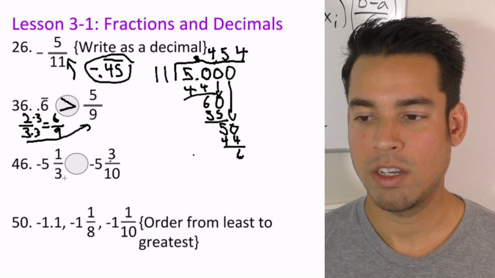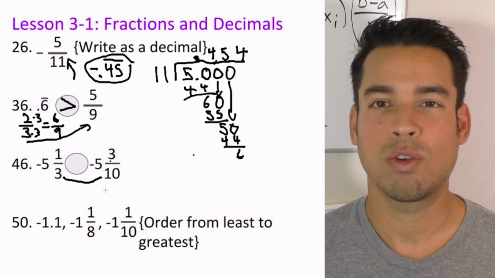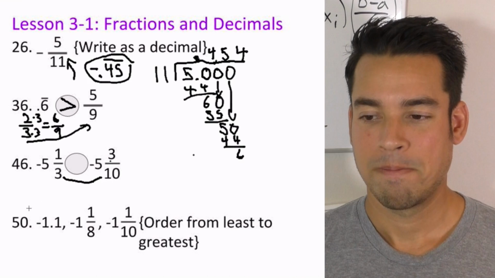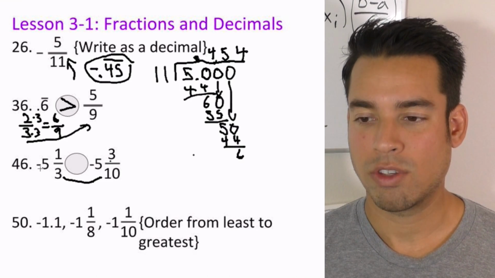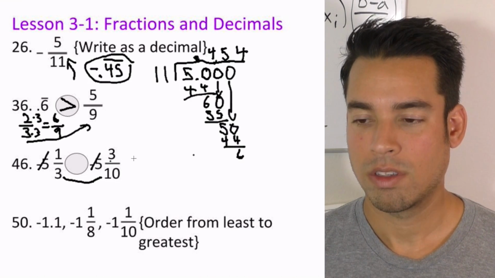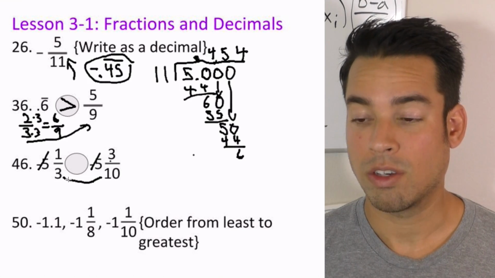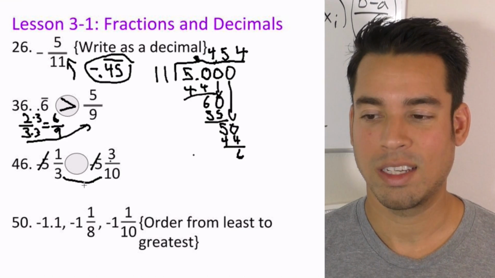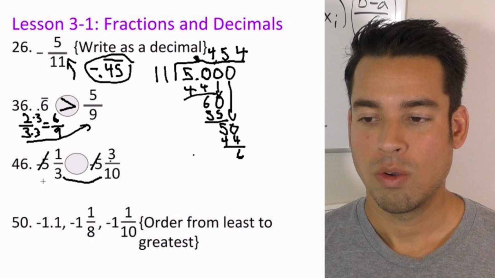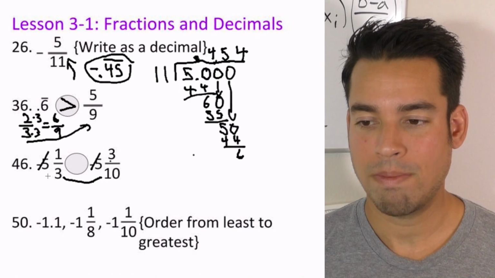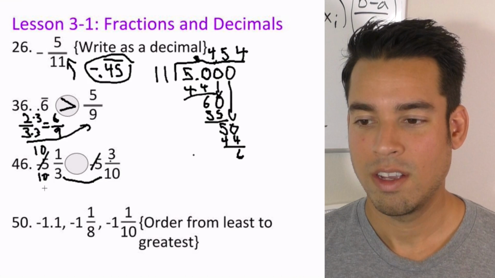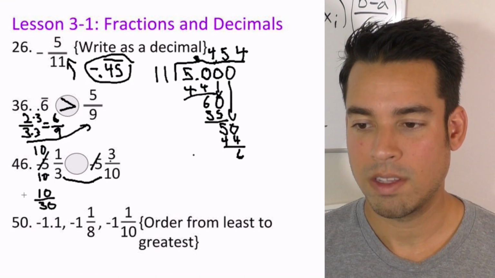So the common denominator between 3 and 10 is going to be 30. So we've got the -5s are essentially the same. We don't care about those. We just got to look which one's bigger or smaller in this case because they're negative, 1/3 or 3/10. 1/3, we multiply the top and the bottom by 10. Oops, not a lot of room here. So we get 10 over 30, negative.